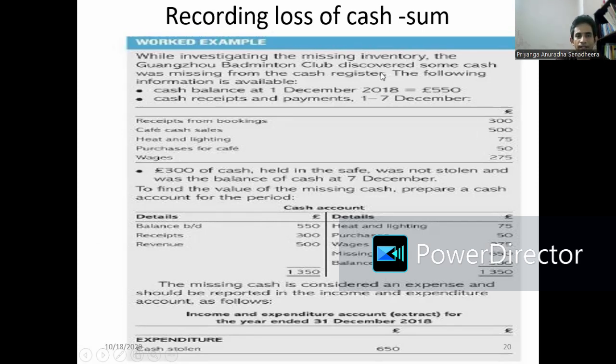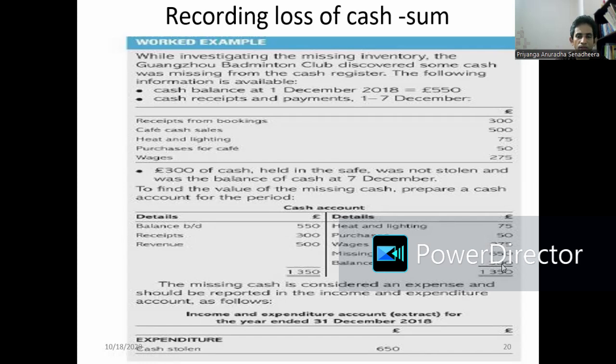Here, investigating missing cash: the club discovered that some cash was missing from the cash register. The following information is available. Opening cash balance was 550. So this is your cash account or bank account. Opening balance 550, you record. The cash receipts and payments are given here. Receipts from booking will be 300, so you get debit here. And cafe cash sales, so we get money, it's 500 here. Purchases and all these things are expenses, 75, 50, and 275.